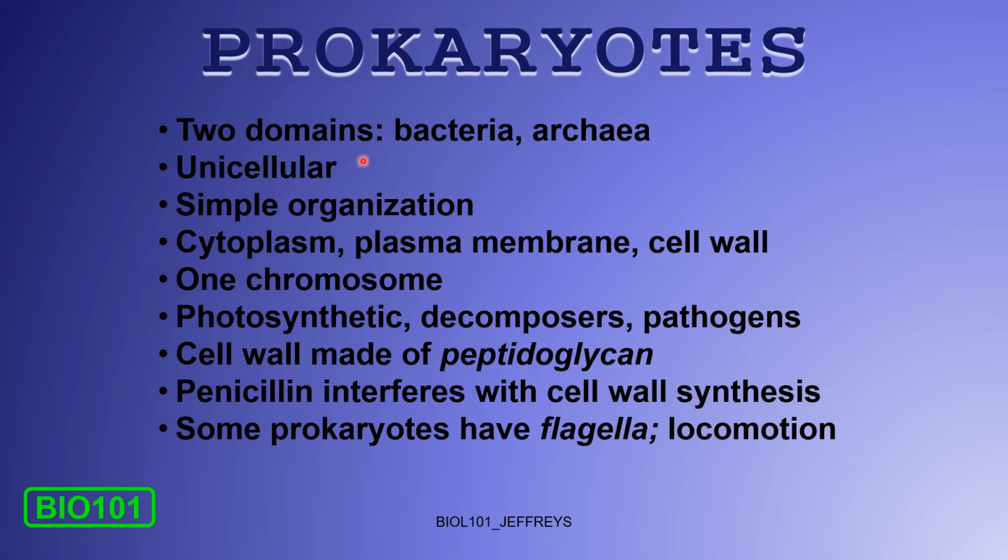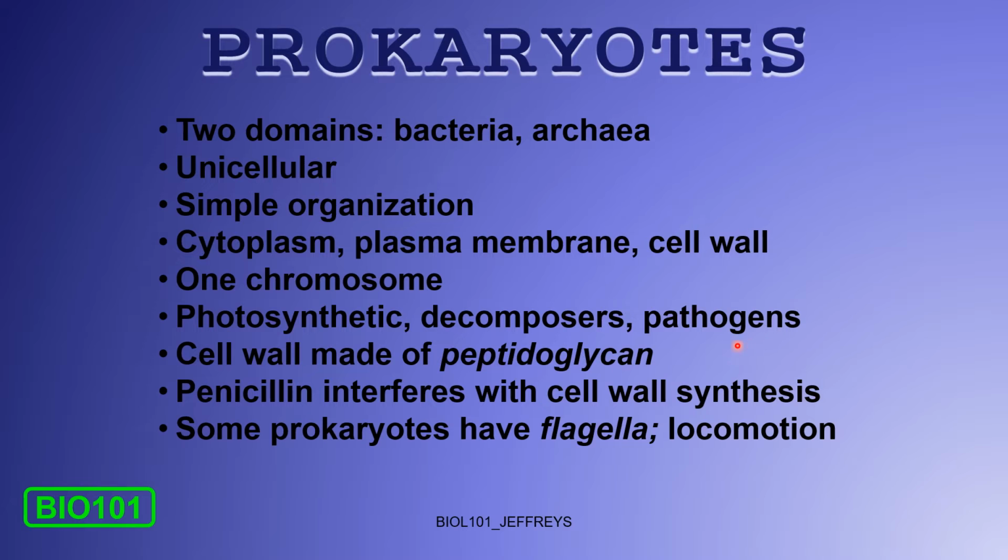They are unicellular, that means one-celled organisms. They are very simple in their organization, in their structure. They have a cytoplasm, a plasma membrane, as all cells do, and prokaryotes have a cell wall. There's one chromosome, one circular chromosome, as we have mentioned already. Some prokaryotes, some bacteria are photosynthetic, many are decomposers, and many, like Mycobacterium tuberculosis, are pathogens.